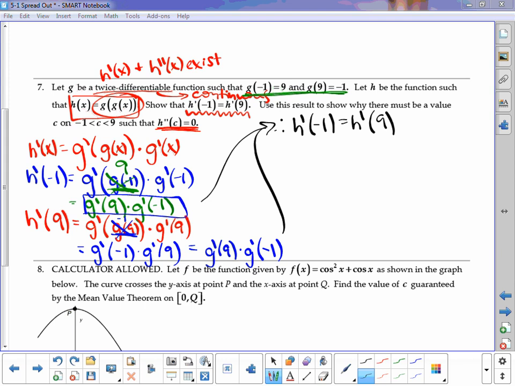Alright, so notice we're dealing with the function h prime. So to check, is h prime differentiable and continuous? Well, since h is made up of a composition of g, h prime is also made up of a composition of g and g prime. And since g is twice differentiable, I said that should say g prime twice. Then we know that its derivative and the second derivative exists.